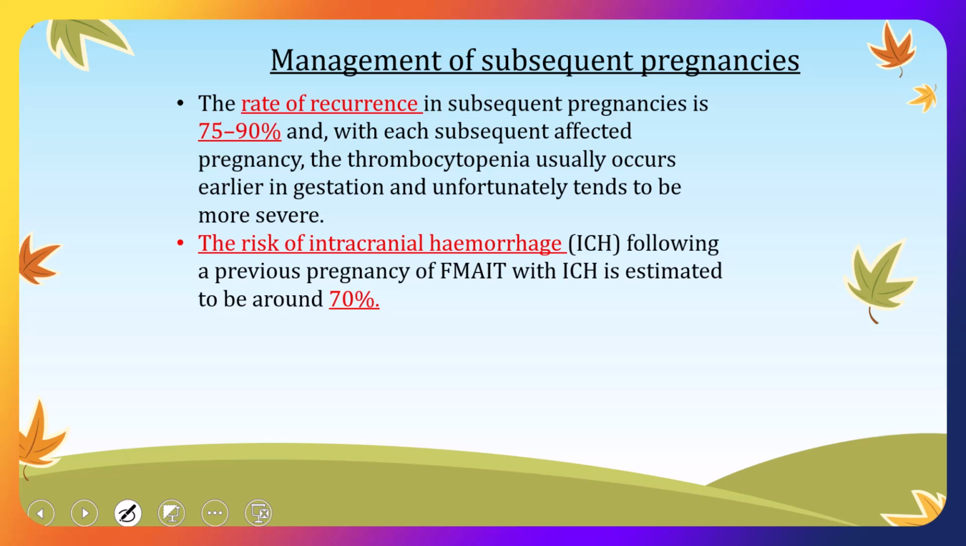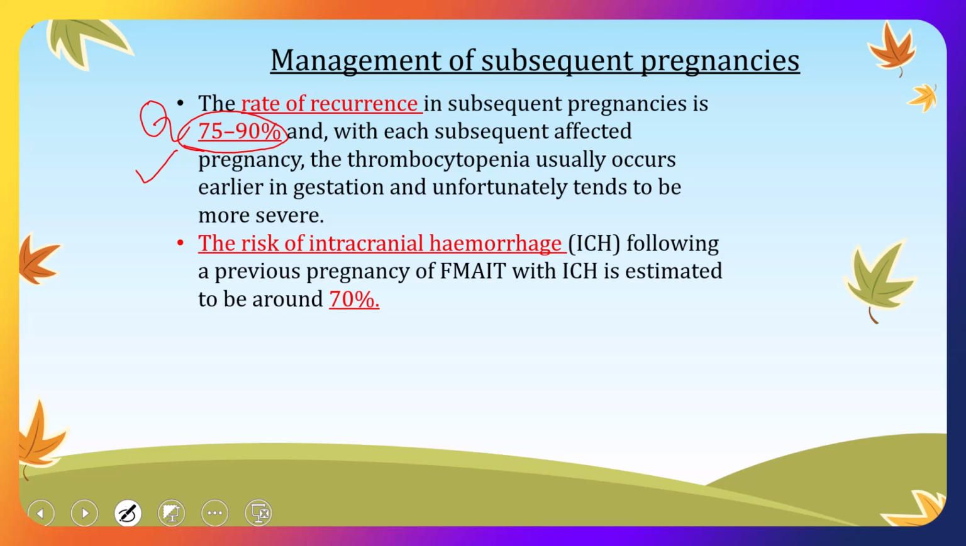So what information are you going to give this couple, or how are you going to manage any pregnancy of such a mother who has a history of a baby suffering from intracranial hemorrhage, and the management of subsequent pregnancy, how you are going to counsel, how you are going to manage this couple. So the important thing you have to note is that the rate of recurrence in subsequent pregnancy is 75 to 90%. So you can see that this is a big chunk.